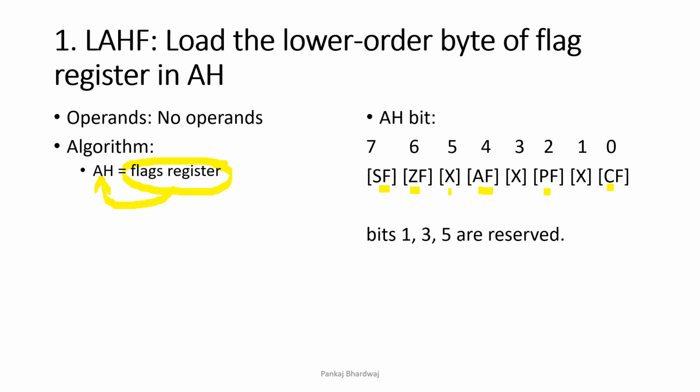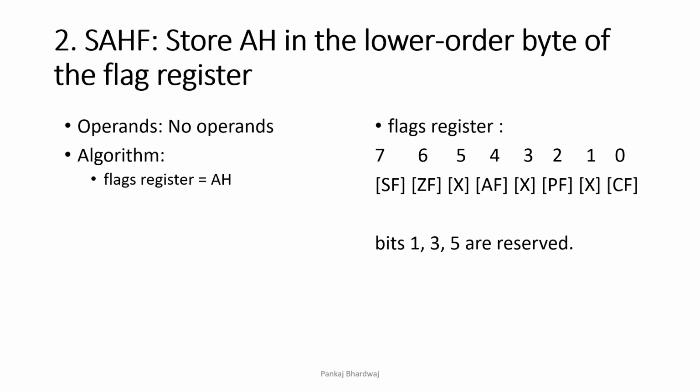In the flag register, bit number 5, bit number 3, and bit number 1 are reserved. They do not contain any flag. So these values may be anything, but we only concentrate our study on these 5 types of flags. So we'll only consider these 5 bits while doing any type of calculation on this particular AH register or flag register.